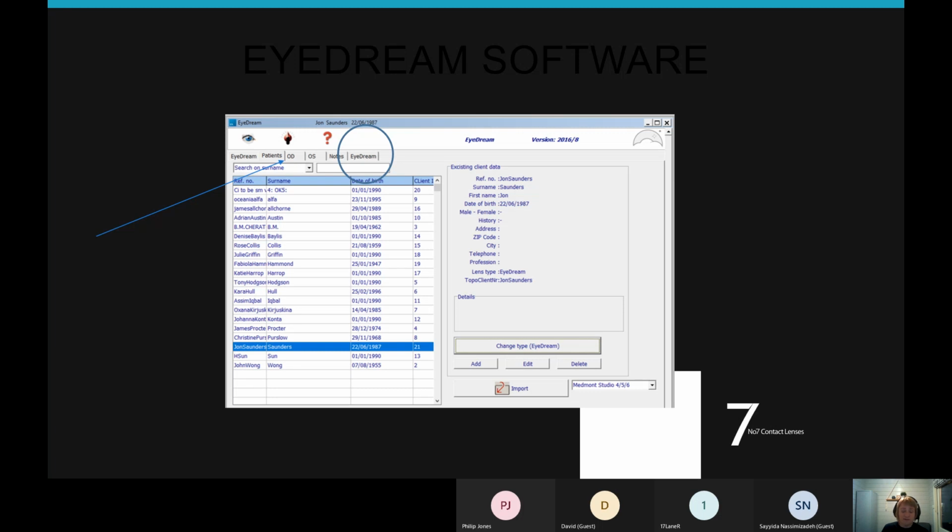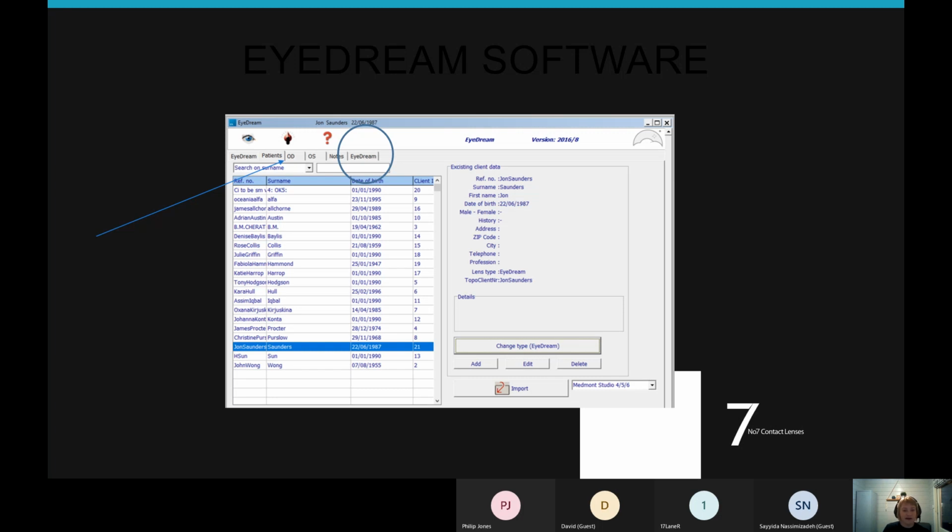It's probably the most common technical query that we get: why haven't I got that final EyeDream tab? And it's just because people have forgotten this first step. It's frustrating because it doesn't appear to actually do anything, but it's an important one that you carry out.